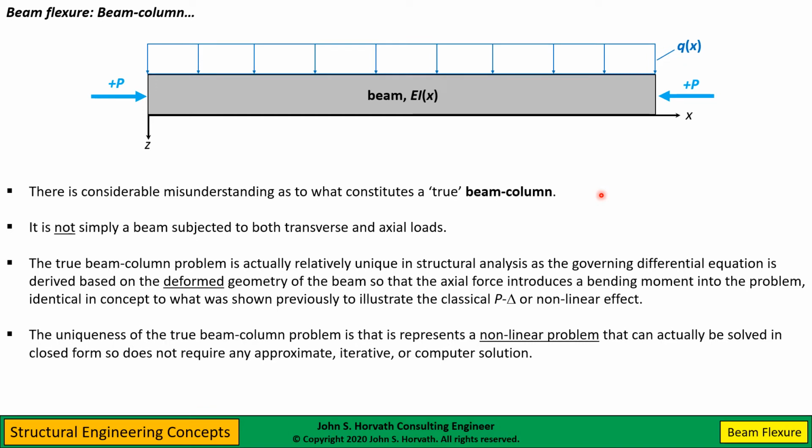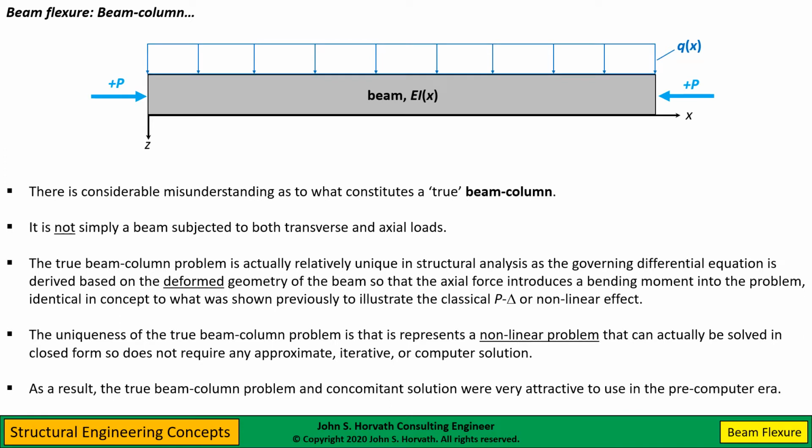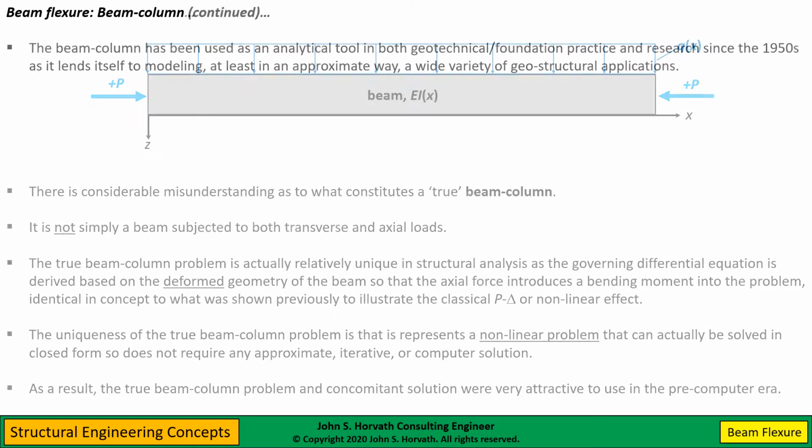So the uniqueness of what I call a true beam column problem is that it represents a nonlinear problem that can actually be solved in a closed form. You don't need any approximate, iterative, or computer solution. And as a result, it was certainly an attractive problem in the pre-computer era. The beam column was very, very attractive because it allowed you to rigorously analyze a nonlinear problem in a relatively simplistic closed form way.